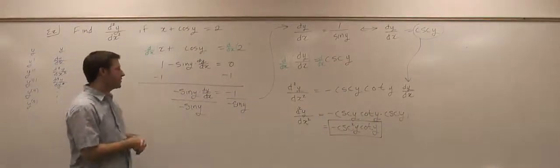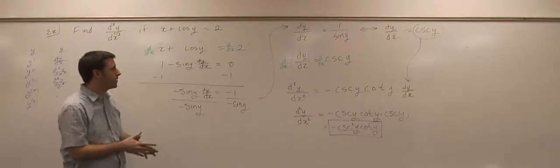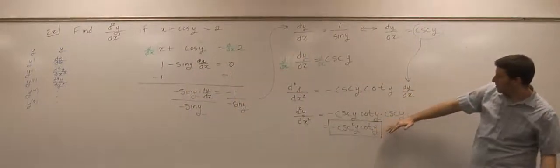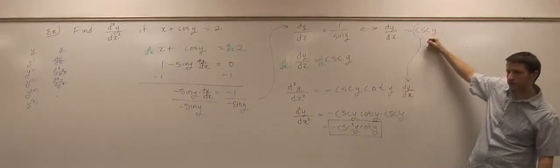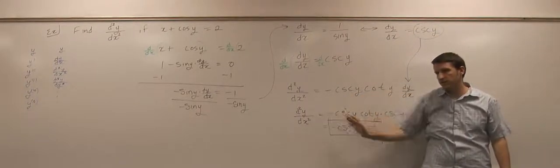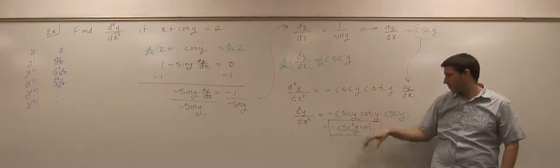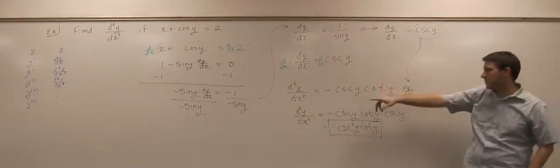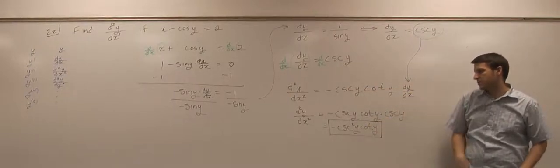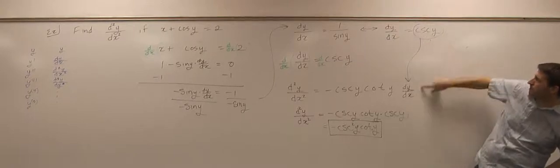So you can use implicit differentiation to keep finding higher and higher order derivatives, second, third, fourth, fifth. But after you find the second derivative, go back in and replace your dy dx with the first derivative just to make it look pretty. If I wanted to find the third derivative, now I do d dx on both sides again. And then I would replace dy dx. That's really the only new thing.